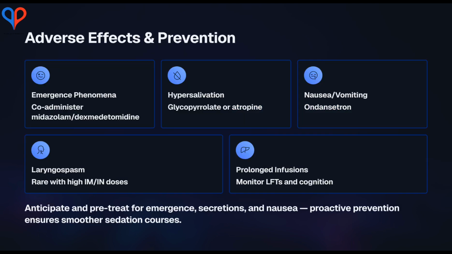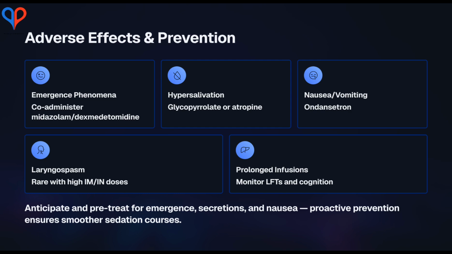Adverse effects are predictable and manageable. Emergence reactions, vivid dreams or hallucinations, occur more in adults than children and can be mitigated with small doses of Versed or dexmedetomidine. Hypersalivation is common, especially after bolus dosing. It can be prevented with a small dose of glycopyrrolate, about 0.1 to 0.2 milligrams intravenously, or, if unavailable, atropine, though glycopyrrolate is preferred because it avoids central effects.